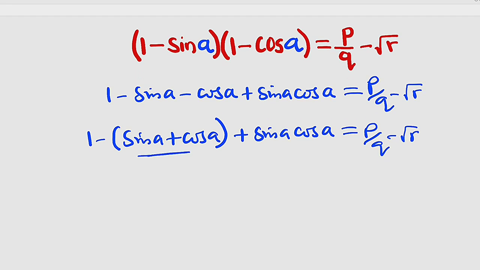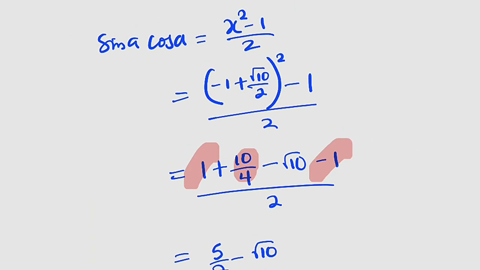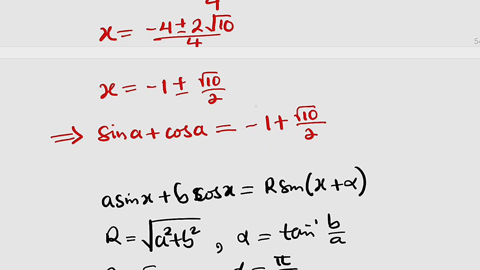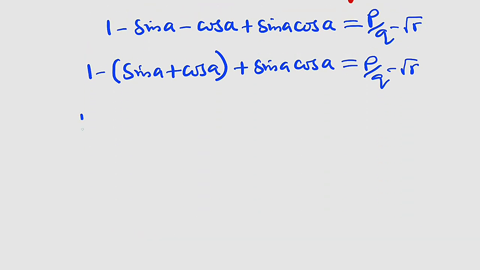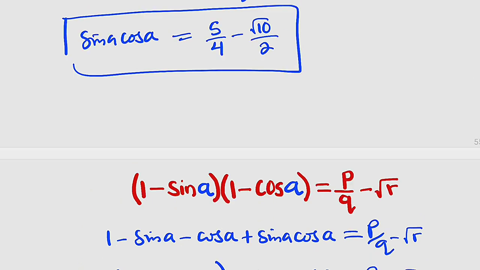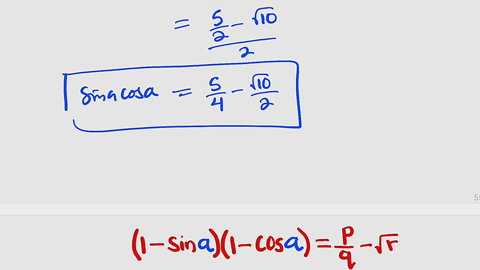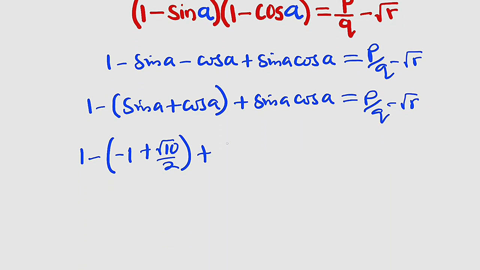So what can you remember about the sum? We have all of them, the sum and the product. They are available here. The sum is right here, right? Which is minus 1 plus root 10 divided by 2. So we have 1 minus 1 plus root 10 divided by 2. Then what about the product? We have the product right here, which is 5 divided by 4 minus root 10 divided by 2.